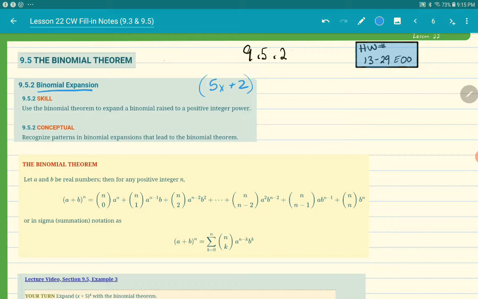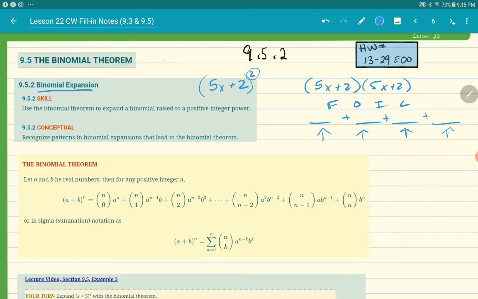So for example, if that was an exponent of 2, you already know that you can do 5x plus 2 twice and then FOIL it, and you get 4 terms, right? You've got something plus something plus something plus something. Well, this formula, the binomial theorem, is going to tell us what goes in each of those spots, no matter how big that exponent gets.